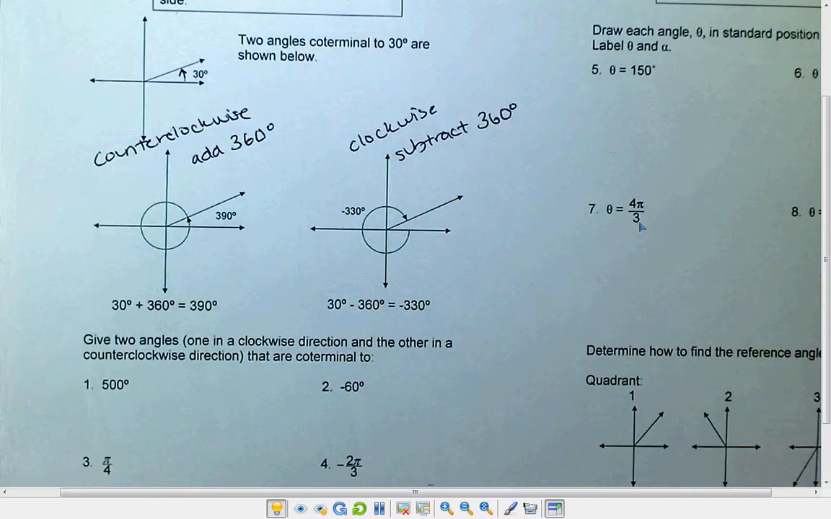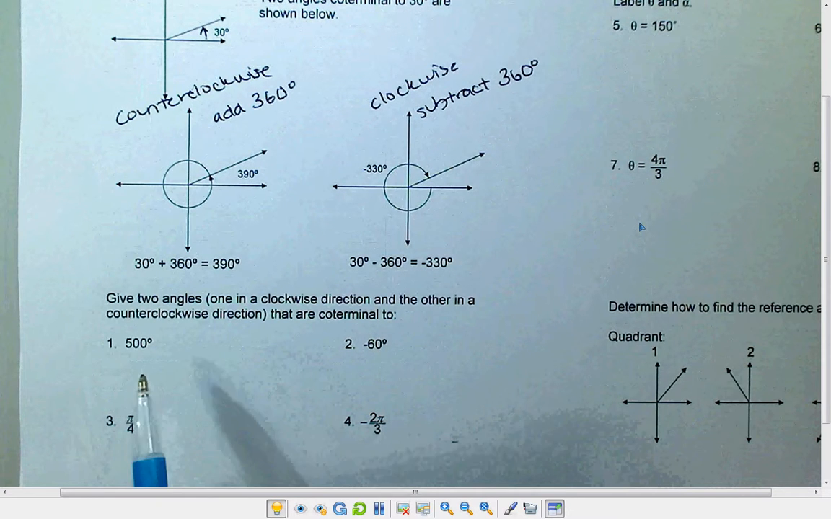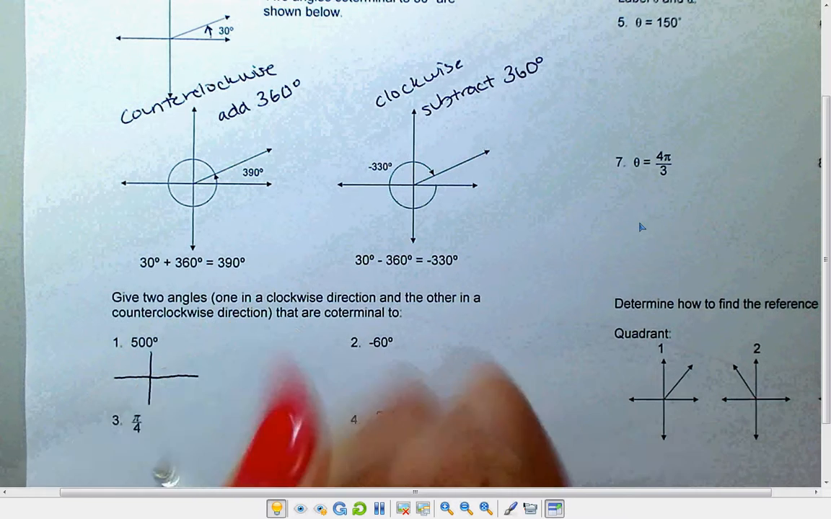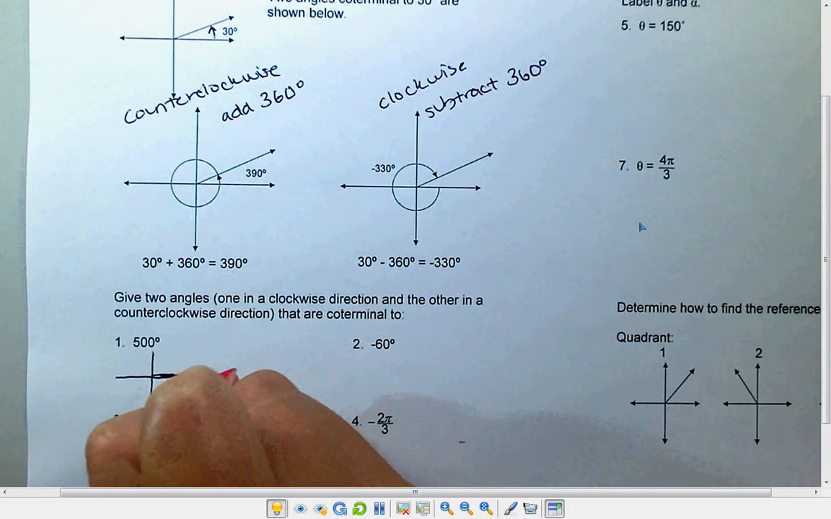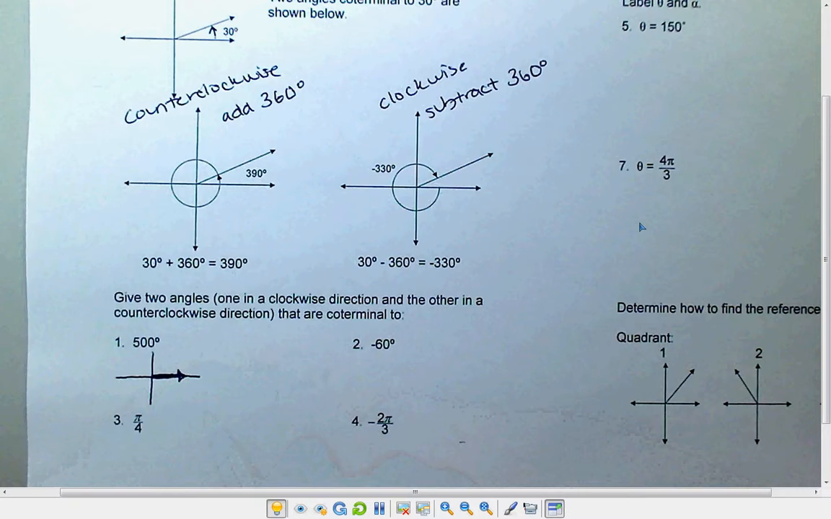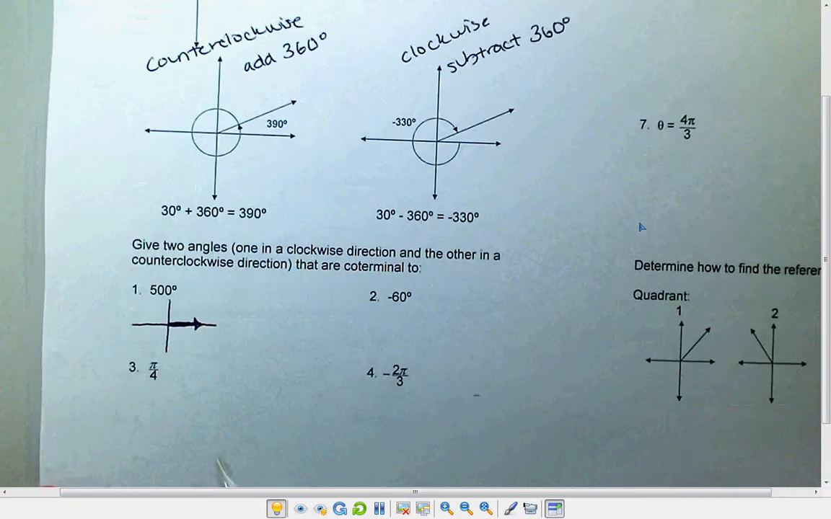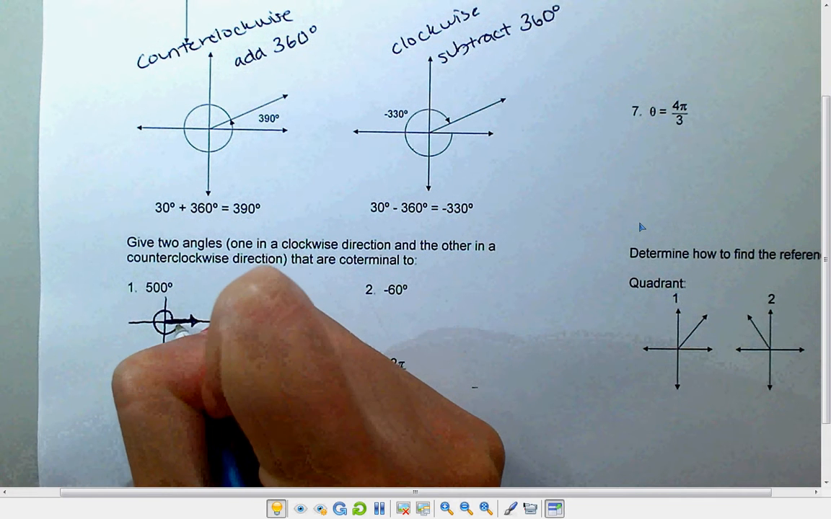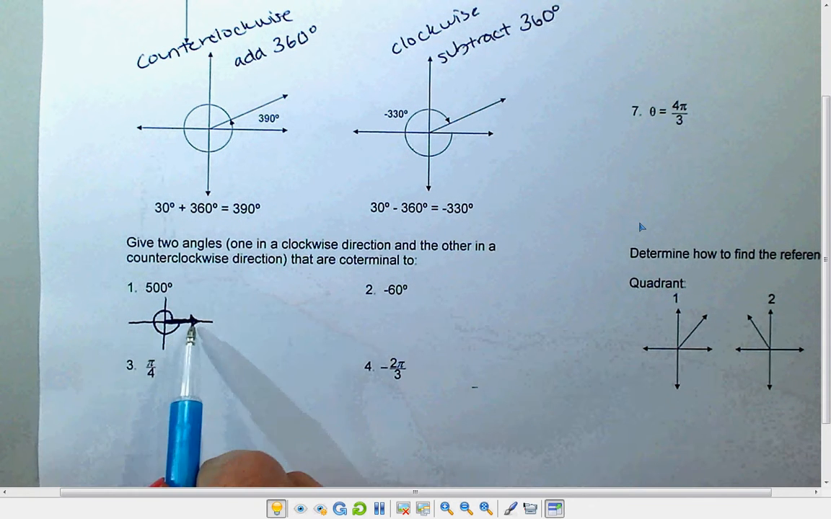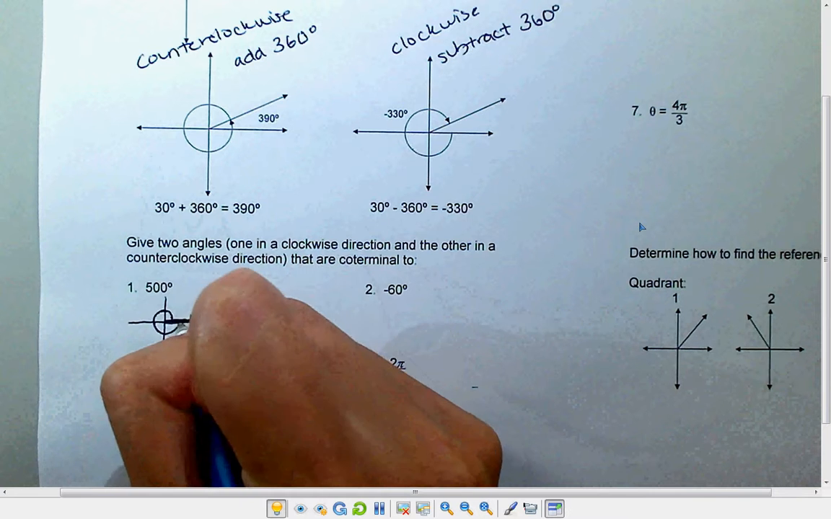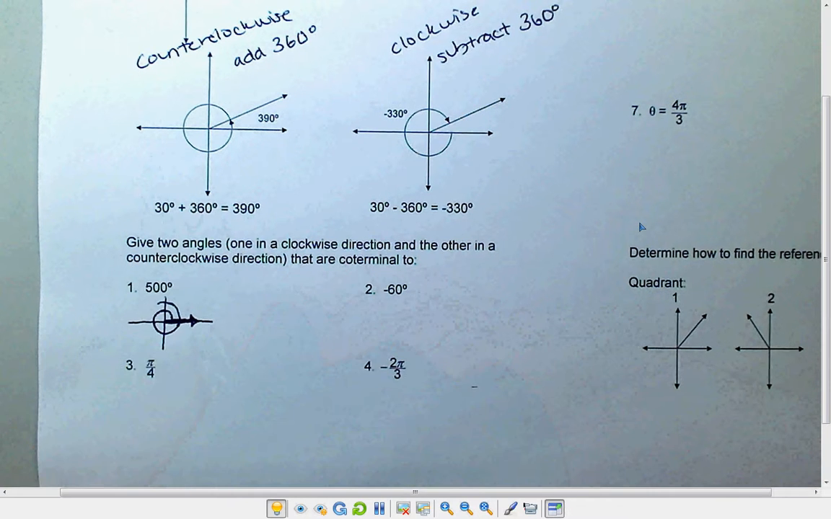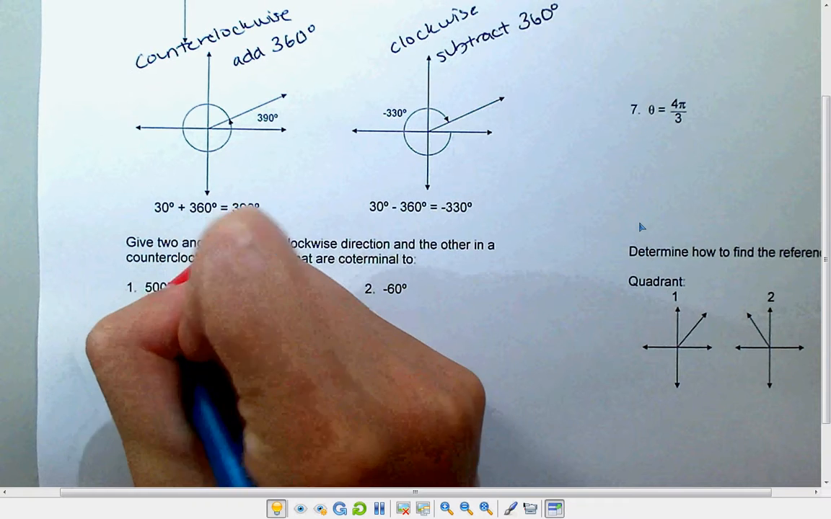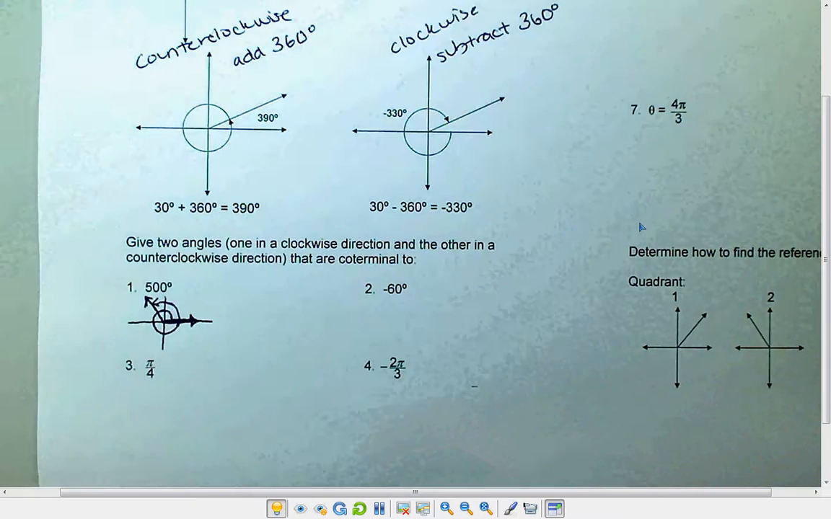So let's look at number one. If we take a look at the 500 degree angle, we're starting at the initial side, which is right here. To move 500 degrees, we're actually going to go around at least 360. After 360, if you wanted to go another 90, that would be 450. So we're going to go past this one, and then we want to go 50 degrees past that. So it's going to be up in the second quadrant. That is a 500-degree angle.